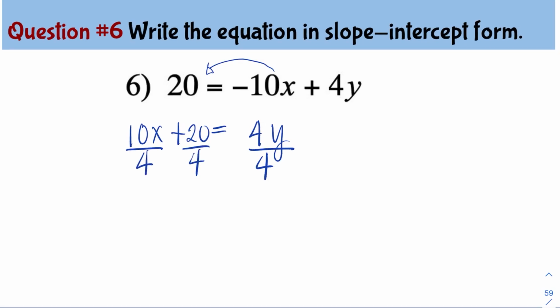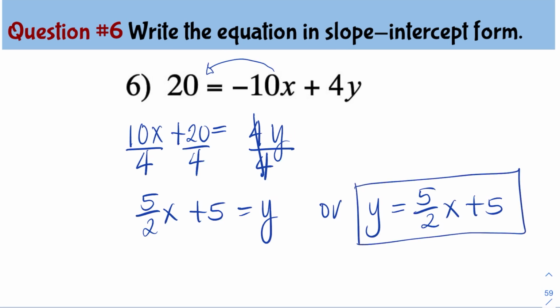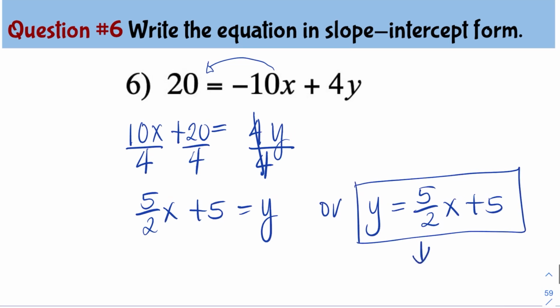Simplifying this further, 10 over 4 in simplest fraction is 5 over 2. So we have 5 over 2x. 20 divided by 4 is 5. 4 divided by 4 is 1, so we have 1y. So this is the same thing as y is equal to 5 over 2x plus 5. So this is the simplest slope-intercept form, and the slope is 5 over 2, and the y-intercept is 5.